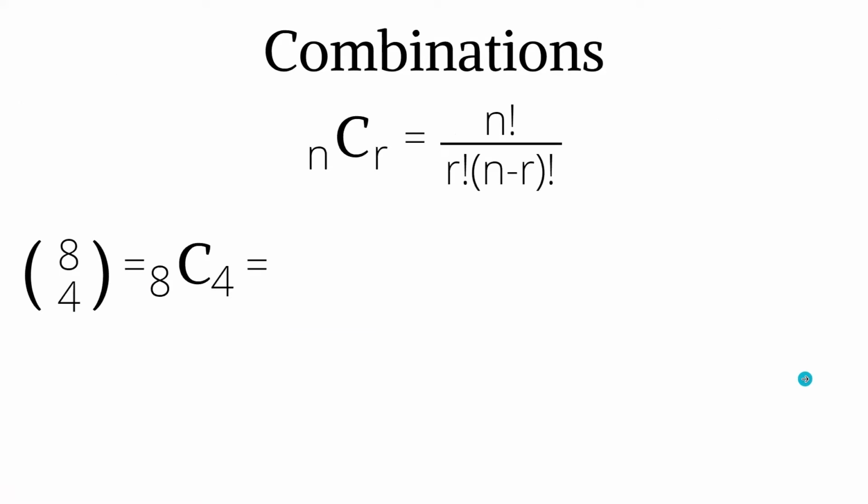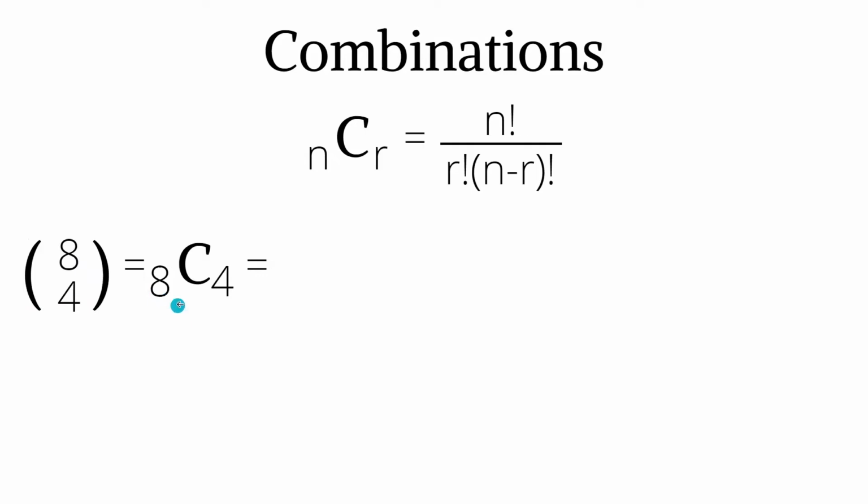Okay, now in the combination formula, which is your new formula, we also have a different way in which we write this. We can write it using this notation of a parentheses with 8 over 4. And that means these 2 things are exactly the same.